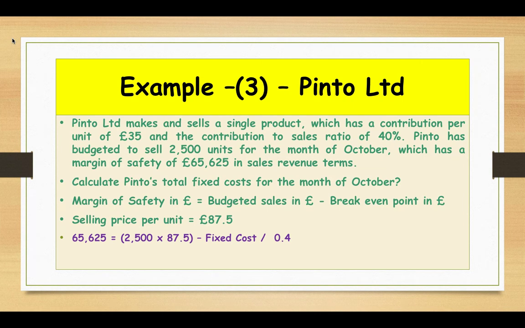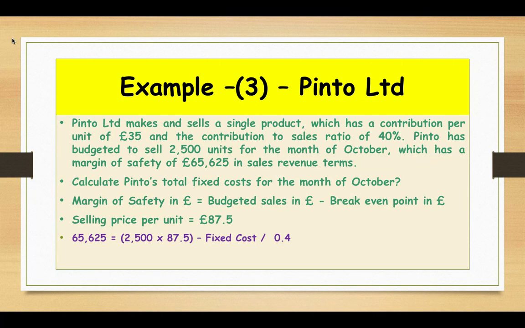So we can calculate the budgeted sales in money value now. We know the number of units, which is 2,500 units, times 87.5, which is our selling price per unit. So 2,500 times 87.5 is equal to £218,750.